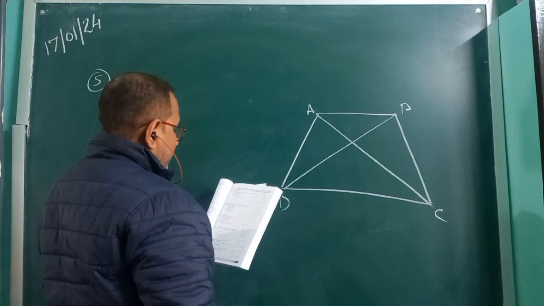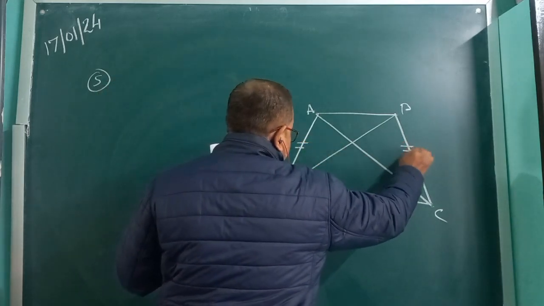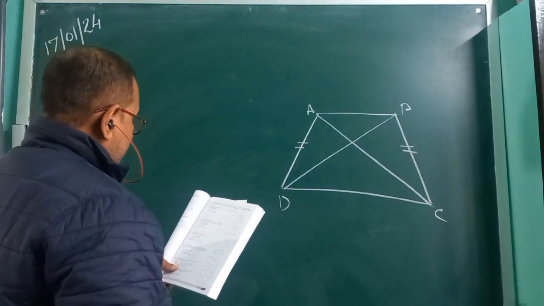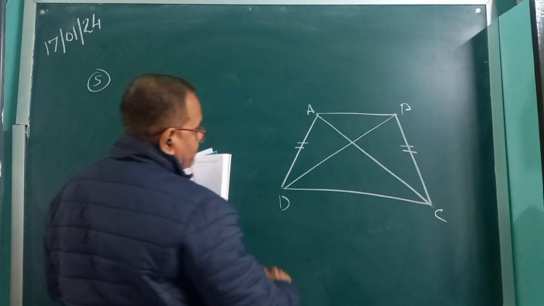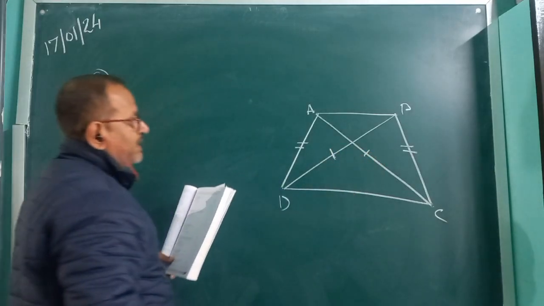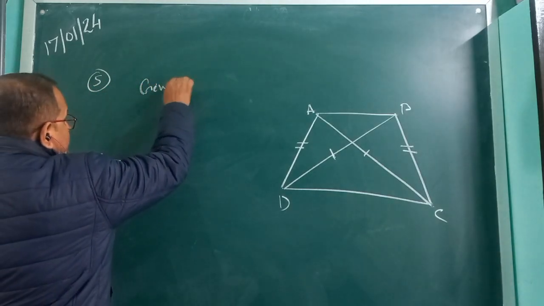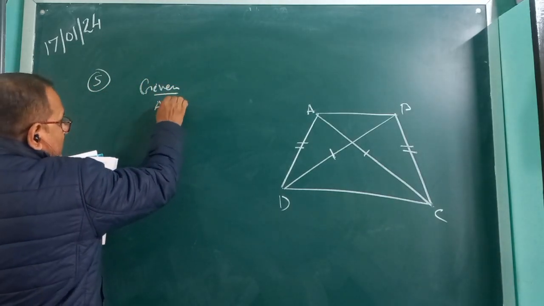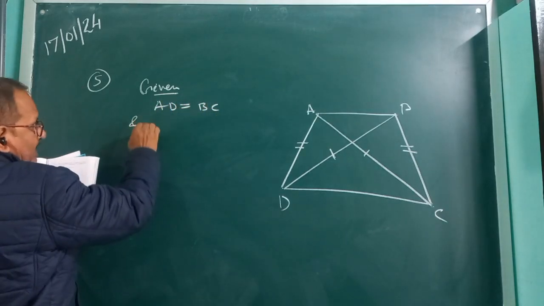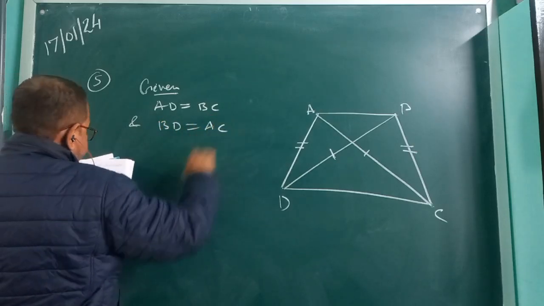In this figure, AD and BC are given equal. These two sides are equal. BD is equal to AC. Both the diagonals are equal. So write the given things. AD is equal to BC and BD is equal to AC.